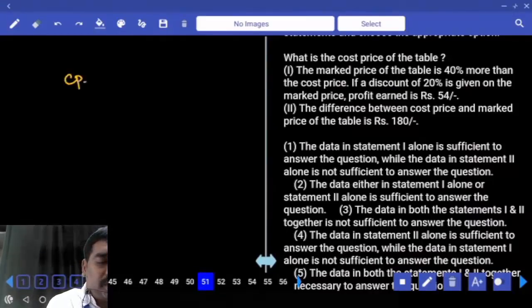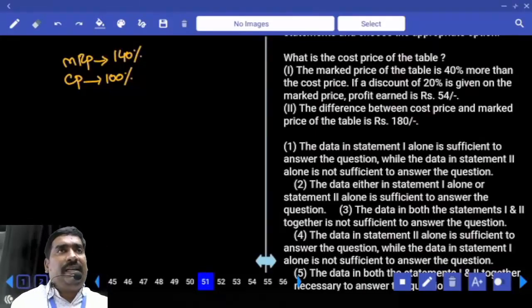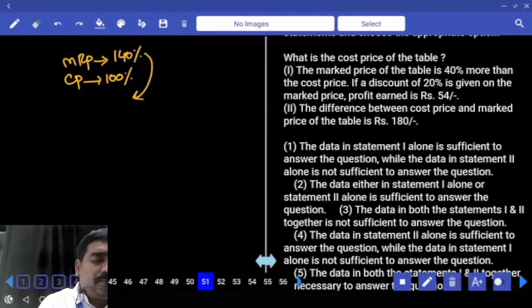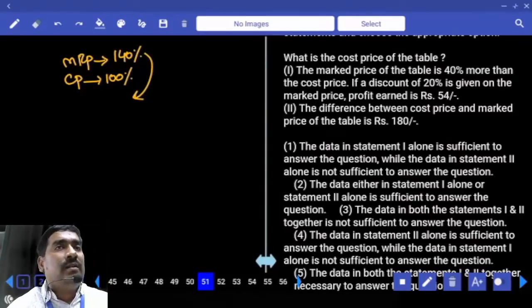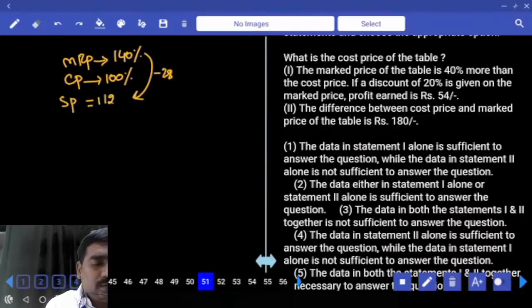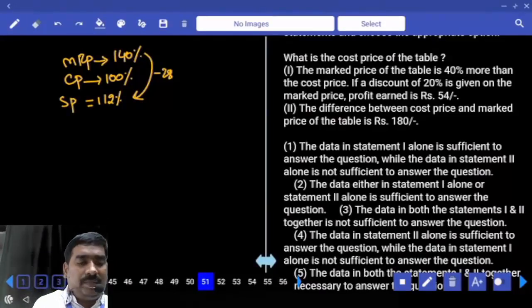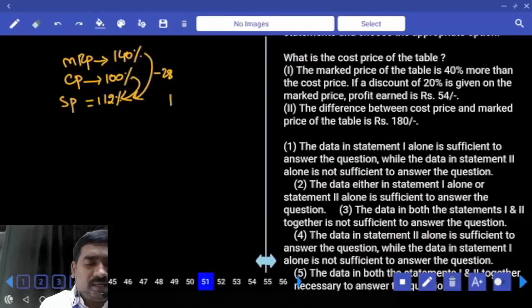Generally, cost price is by default how much percent? 100%. Market price is 40% more than cost price, so MRP becomes 140. But while selling, they gave a discount of 20%. 10% of 140 is 14, 20% is 28 discount given. Selling price is 112 or not? Cost price is 100, selling price is 112, means there is a profit of how much percent?